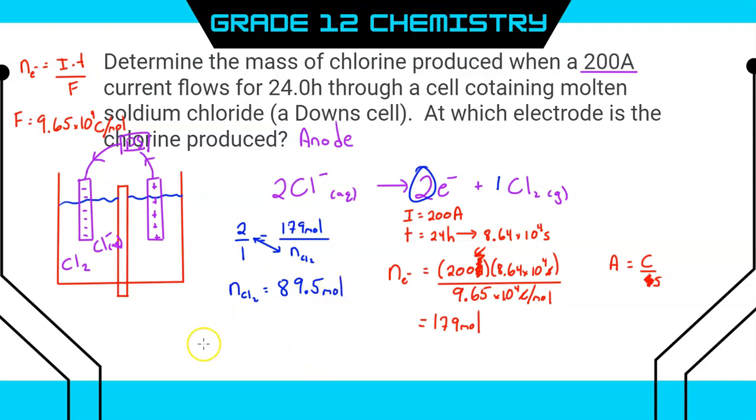Now we're almost done because we can figure out mass, because mass just equals our number of moles times molar mass. So we have 89.5 moles of chlorine multiplied by the molar mass of chlorine, which is 70.9 grams per mole. And remember, it's 70.9 because this is Cl2. So we have 2 chlorine atoms. So you have to make sure you accommodate for that in your calculations for the molar mass of chlorine. And we end up with 6.35 kilograms, or 6,350 grams.